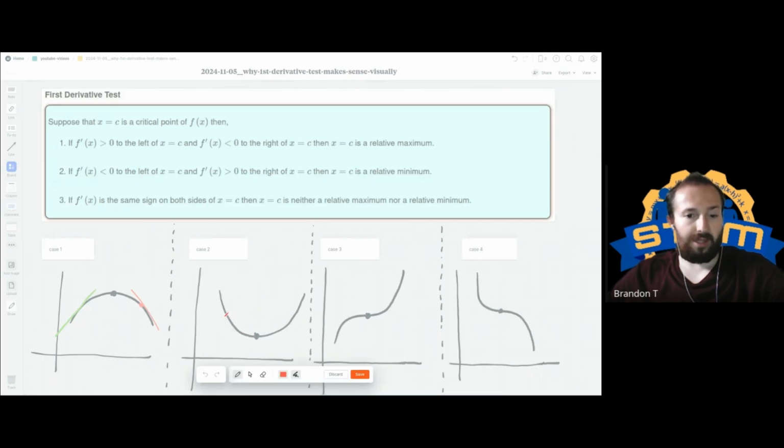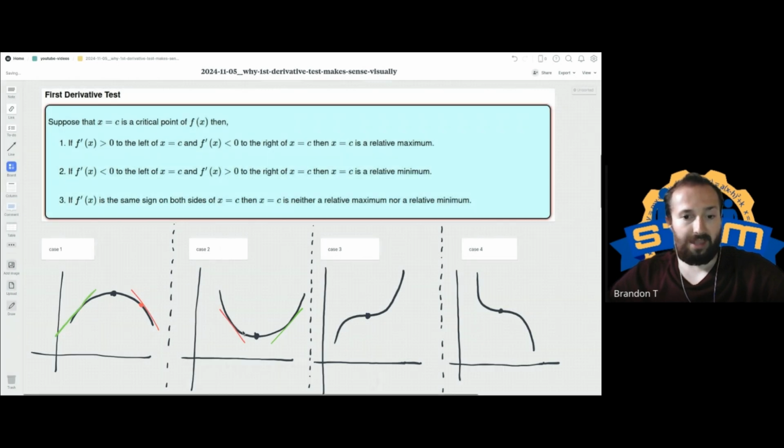So if we go slightly to the left, remember they're saying the first derivative is negative slightly to the left and it is positive slightly to the right. You can see negative, 0, positive. That literally traces out a relative minimum.